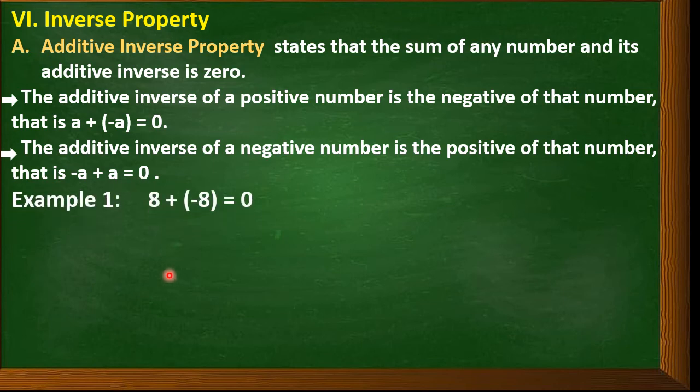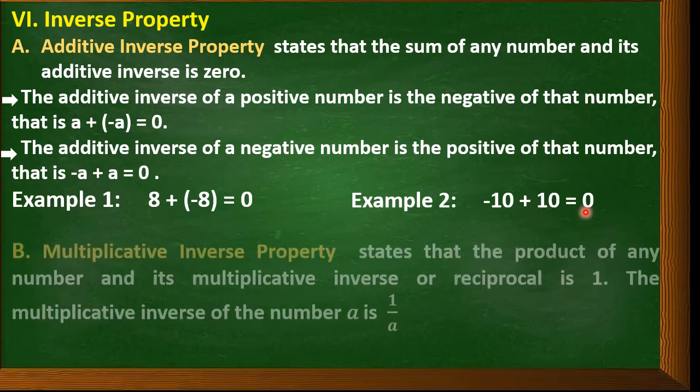Okay, for example, we have here 8. The additive inverse of 8 is negative 8. So once we add the two, their sum is 0. Next, negative 10. The additive inverse of negative 10 is 10. Now, if we add the two integers, their sum is 0.